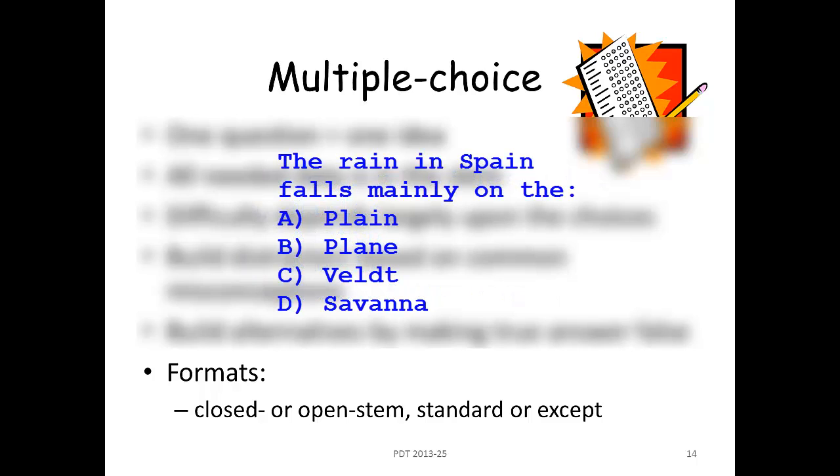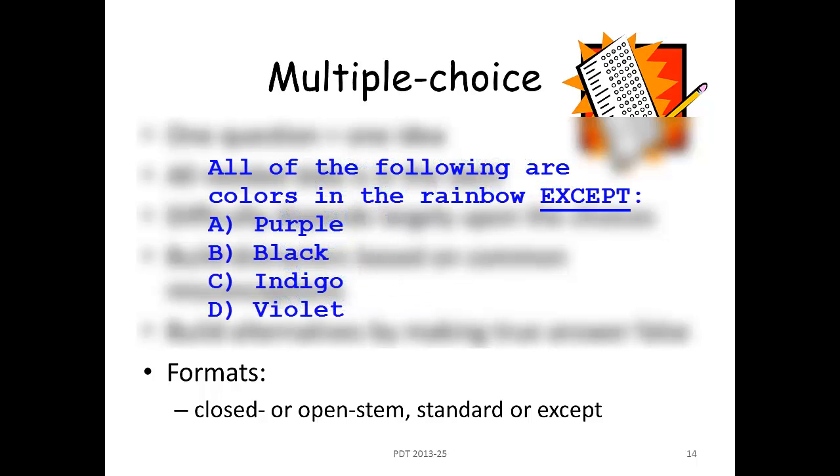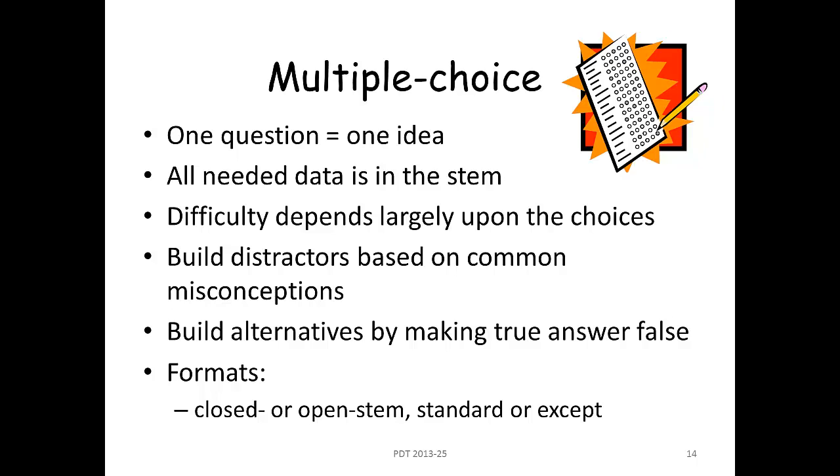They can be standard multiple choice, which asks for a specific piece of information, or EXCEPT formatted questions, where all of the alternatives but one are in fact true. The student's job is to find the false alternative. When using the EXCEPT formatted questions, ensure you highlight through bold and underlining or all capital letters or even the use of color to draw the student's attention to the word EXCEPT.